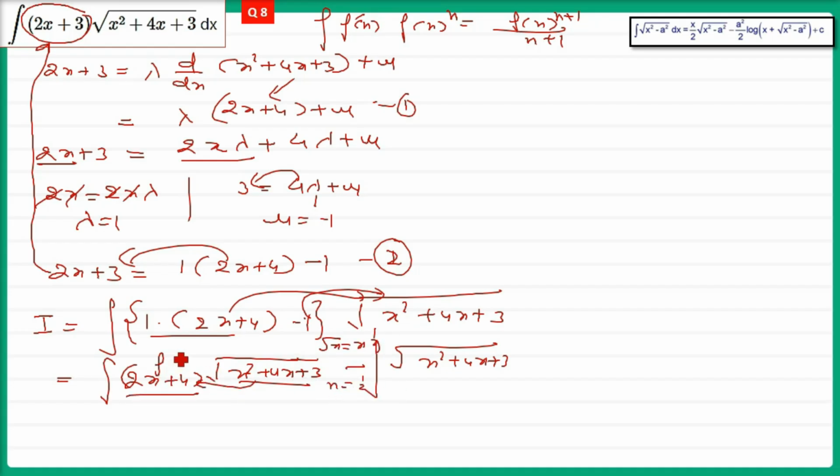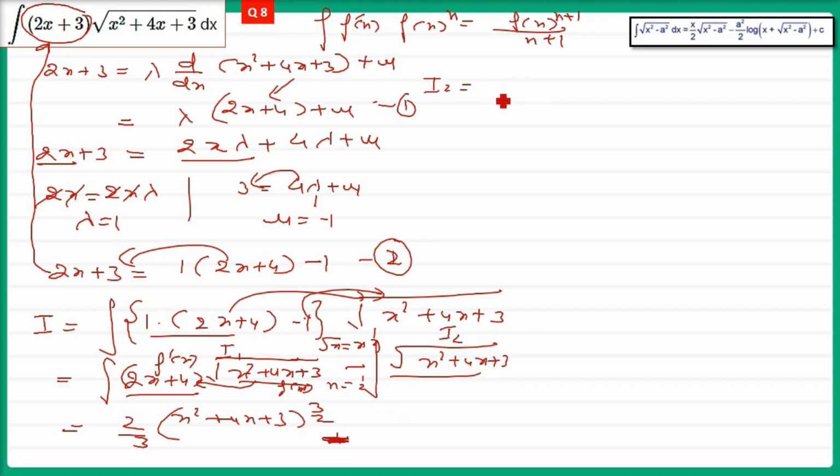So 2x plus 4 is the direct differentiation of x square plus 4x plus 3. So I1 will be equal to x square plus 4x plus 3, raised to the power 3 by 2, because n plus 1 is half plus 1, which is 3 by 2, and divided by n plus 1, which is again 3 by 2. It goes up and becomes 2 by 3. And then please remember it is negative also. Now this is I2, let's call it I2.